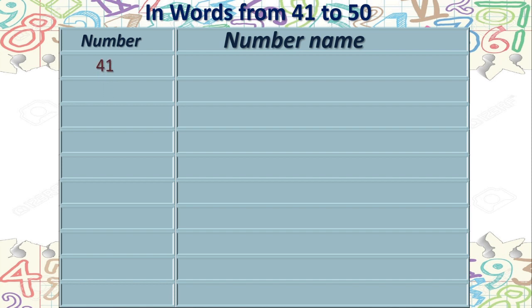See this, 40 and 1, that is 41. See the spelling for 40, F-O-R-T-Y. The spelling for 4 is F-O-U-R. But here the spelling changes and it becomes F-O-R-T-Y, 40. Okay, don't use U in between.